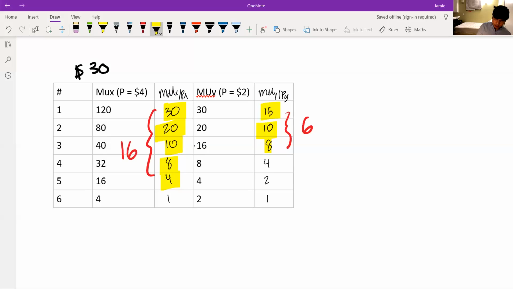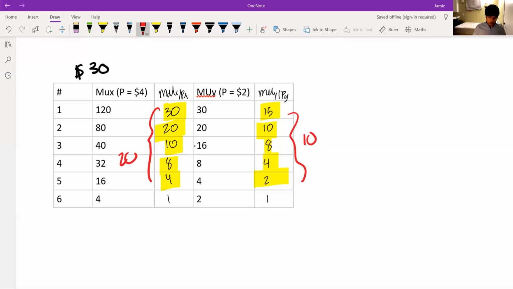So I'll buy this and this. 22 plus 4 is 26, plus 2 is 28. So $2 left over. This is pretty convenient because the next unit I'll buy is good Y, which costs exactly $2, which exhausts all of our income. So this is 2, 4, 6, 8, 10. This is 10. This is 1, 2, 3, 4, 5 is 20. And this is $30.